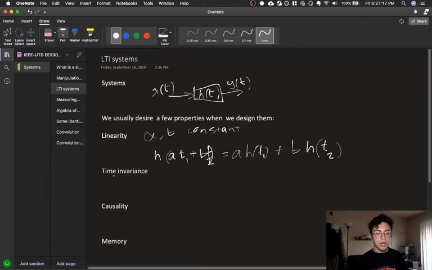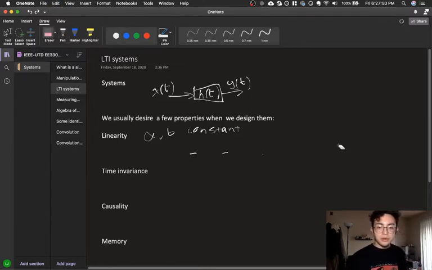So if we have a system that's time invariant, we'll have for every constant tau that h of t plus tau is equal to... wait, let me get my notation ready. Okay, right, let me start again.